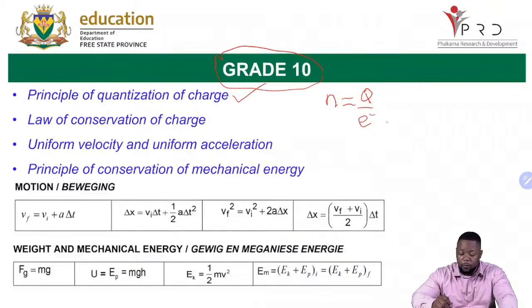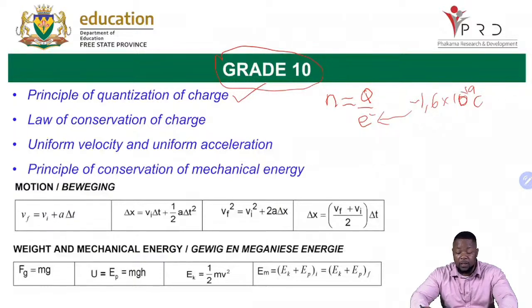You will also see that this e is the charge of one electron, which will be provided to you on the data sheet as negative 1,6 times 10 to the power negative 19 coulombs.